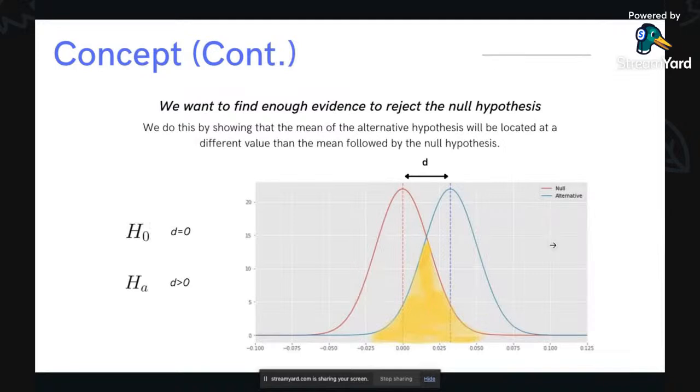Going ahead, explaining that question a bit, we want to find enough evidence to reject the null hypothesis. As I mentioned, our goal is to reject the null hypothesis, and we know that it's not correct, but we still assumed it just for simplicity's sake, and that's how statistical hypothesis testing is done by default. So to reject that, that is the whole goal of this scenario, and we do this by showing that the mean of the alternative hypothesis will be located at a different value than the mean followed by the null hypothesis. And this different value could easily be random, right?